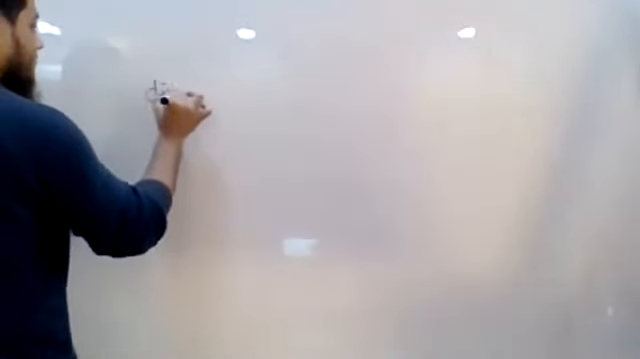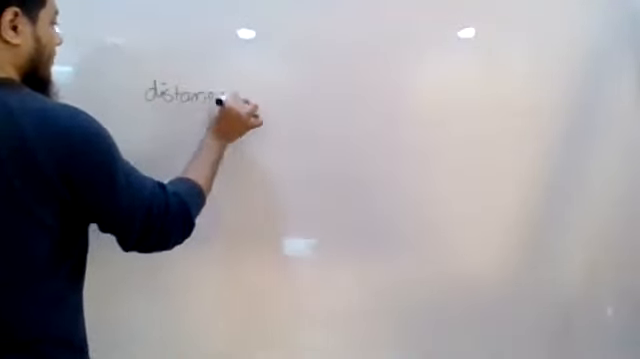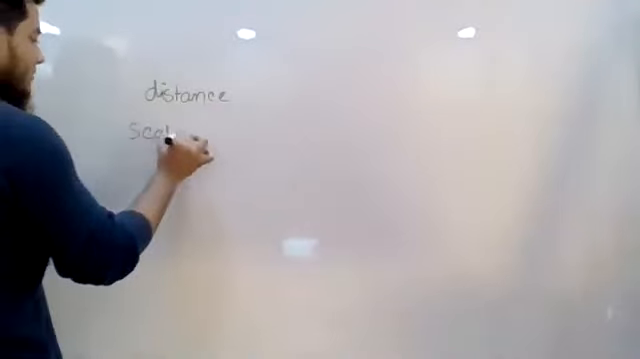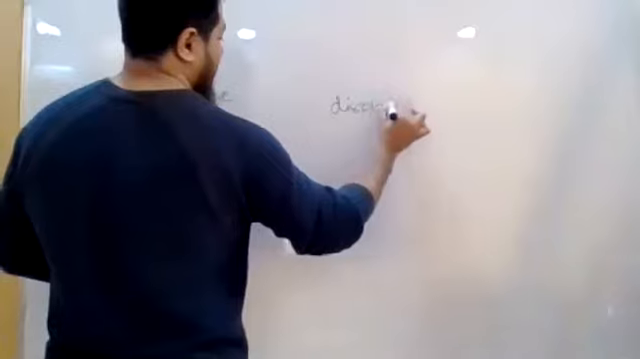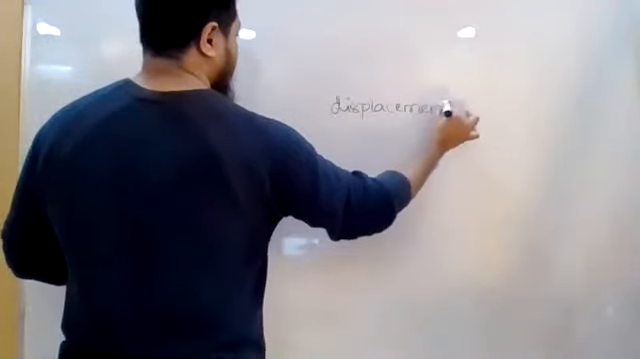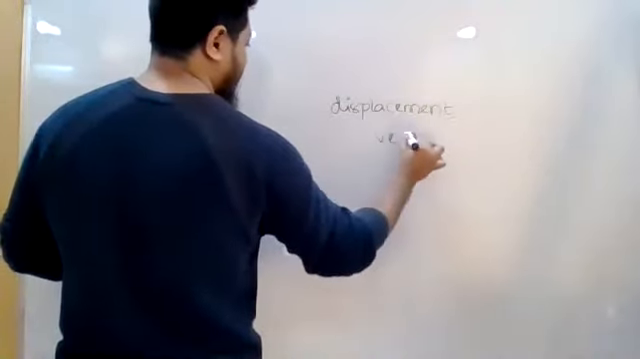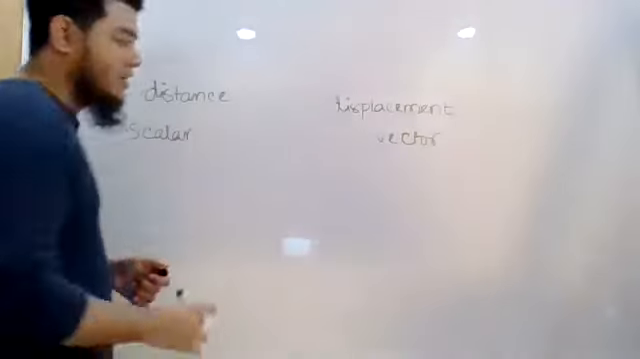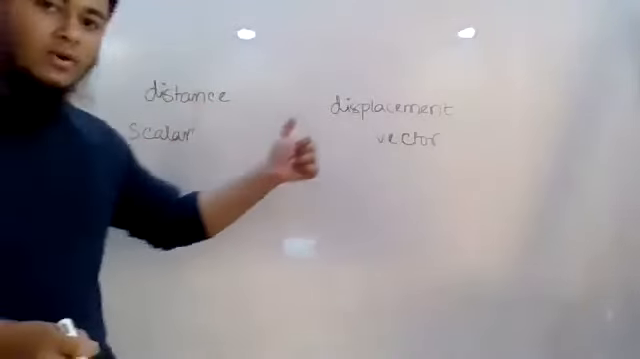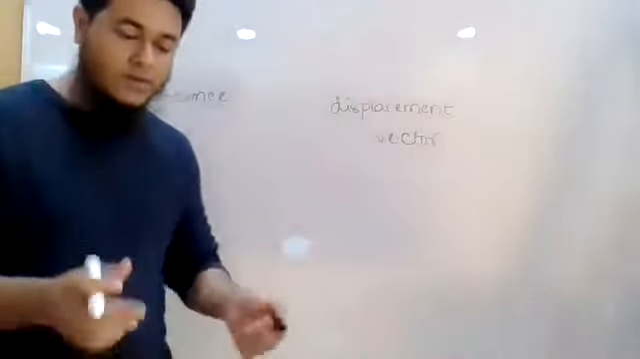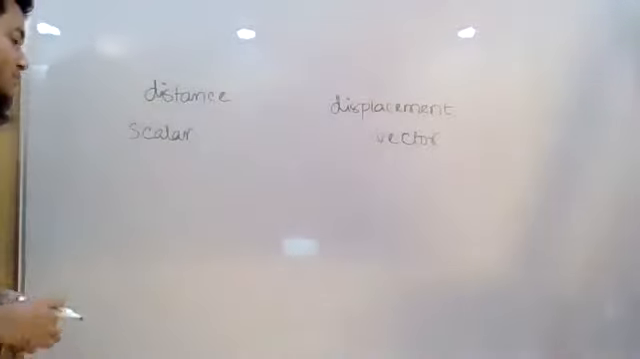Now, give an example: distance is a scalar quantity, and displacement is a vector quantity. It is a vector quantity. Today we will try to understand why. They both mean almost the same thing, right? We will try to understand today why distance is a scalar quantity and why displacement is a vector quantity.